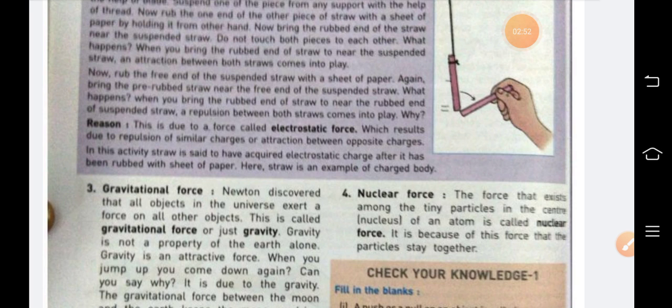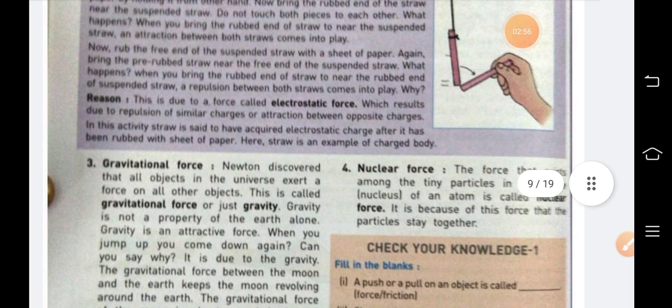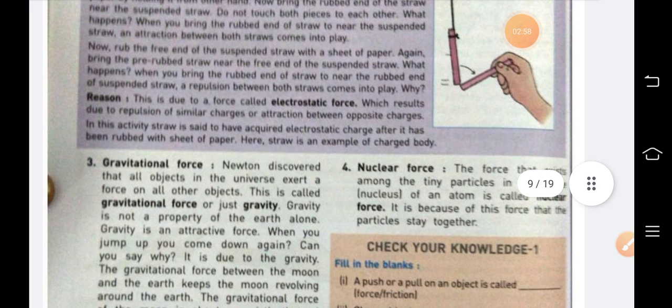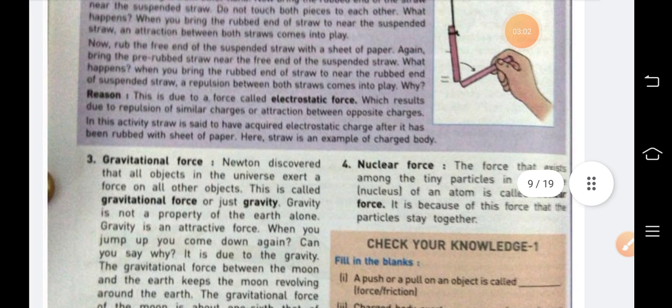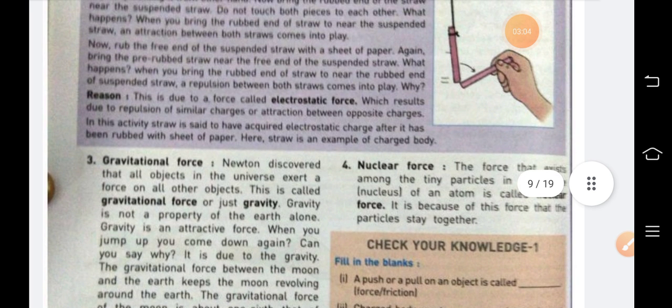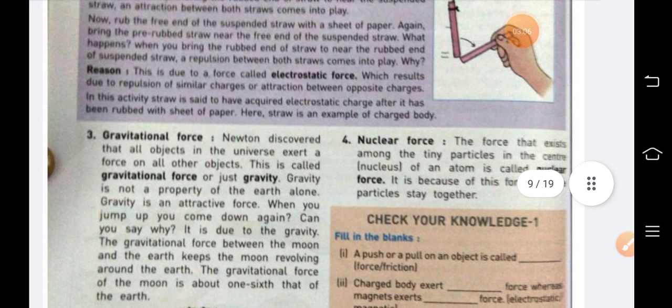When you bring the rubbed end of straw near the rubbed end of suspended straw, a repulsion can be seen. We will see that both straws will move apart. That means there is repulsion between them.